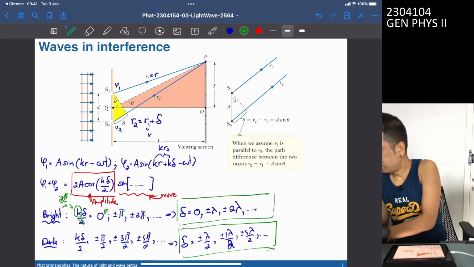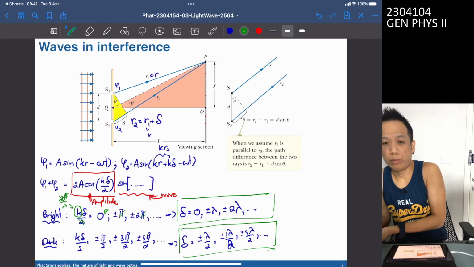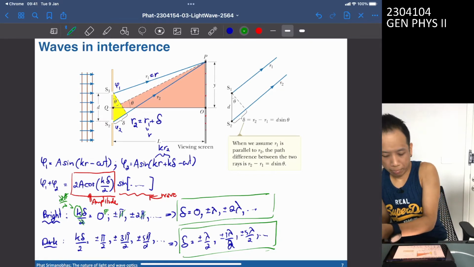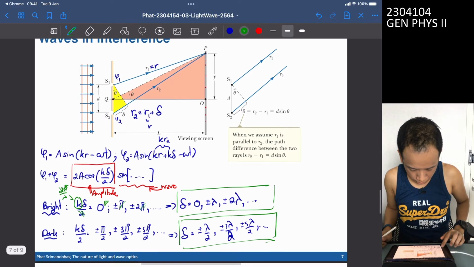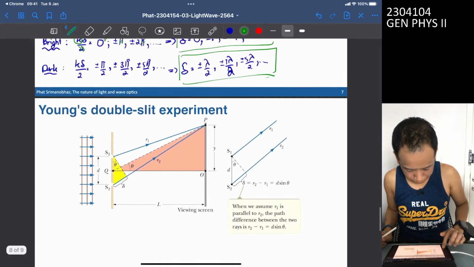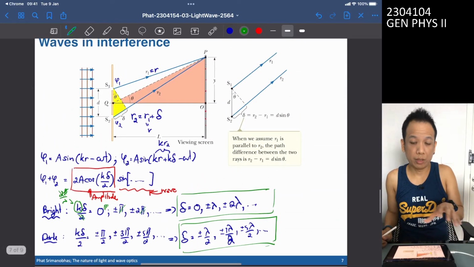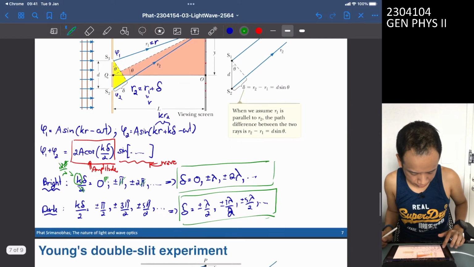So this is what you will get from the analysis model of the wave interference topic. Okay. So now we go next to the double slit experiments. We just continue this one, but with a little more detail on the measurements.